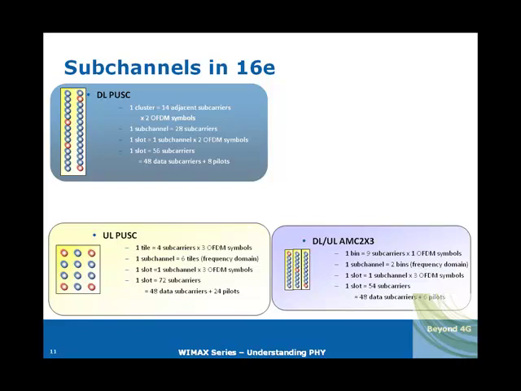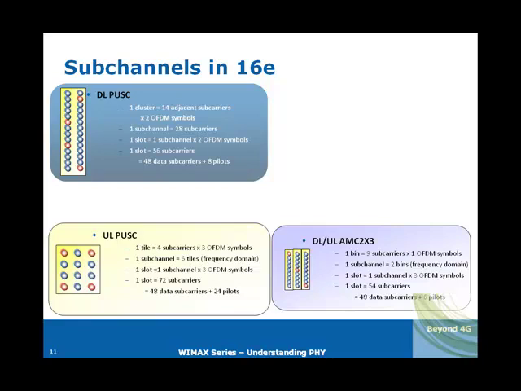Now the smallest unit in downlink PUSC is a cluster, and a cluster is equal to 14 adjacent subcarriers by 2 OFDM symbol times. The smallest unit in uplink PUSC is a tile. A tile is 4 subcarriers by 3 OFDM symbols, so you can see that in a tile we have 12 subcarriers, and they are distributed over 3 OFDM symbols. In AMC we have the smallest unit called a bin, and one bin is 1 subcarrier by 1 OFDM symbol.